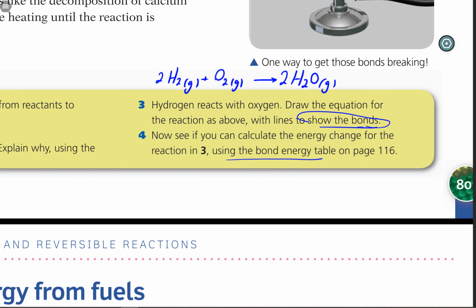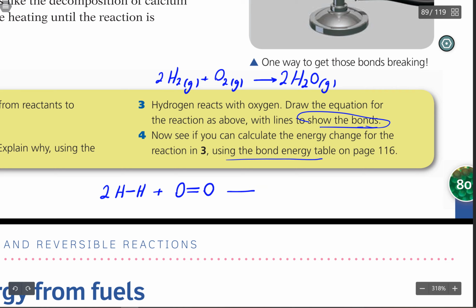The hydrogen molecule has two hydrogen atoms which are bonded to each other by a single bond. You had it in previous chapters. The oxygen has a double bond. So I have oxygen, double bond, oxygen. And it gives me 2H2O. So it gives us two water molecules. And you know, in the water molecule, there are two single bonds between the hydrogen and oxygen.